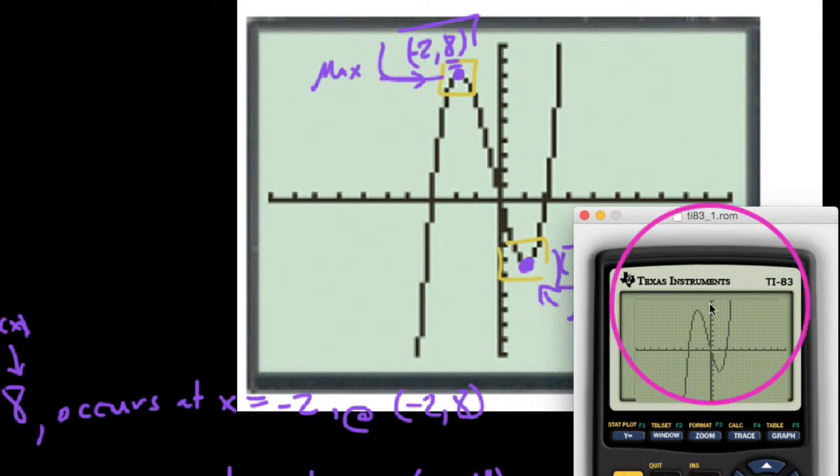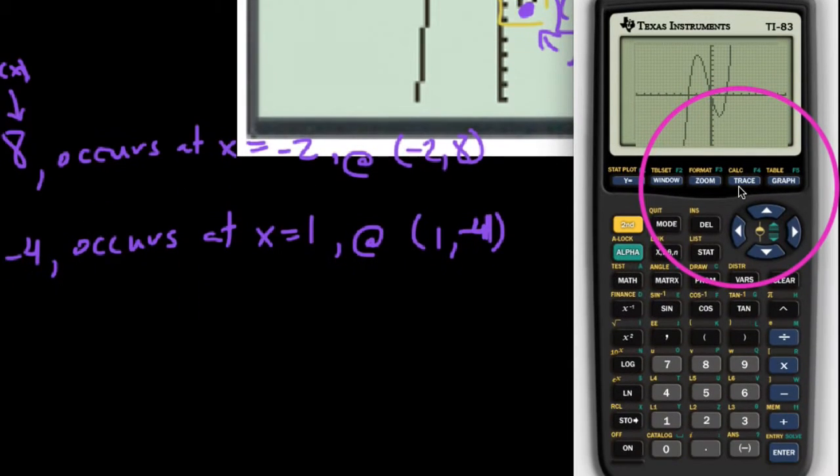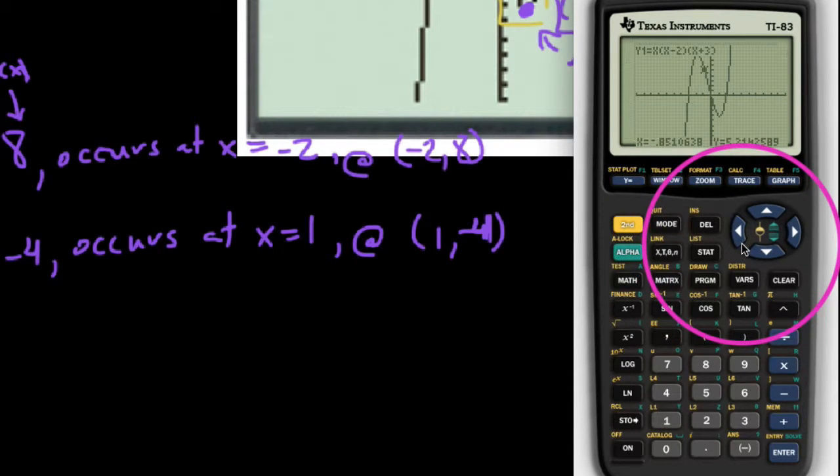But in terms of finding the maxes and mins, again, we're going to go to this calc menu behind our trace key here. If I hit trace and hit left, left, left, or right, right, right, you'll notice that the trace key crawls along the curve, and I get really close to -2, 8, but I can't quite get exactly on there.